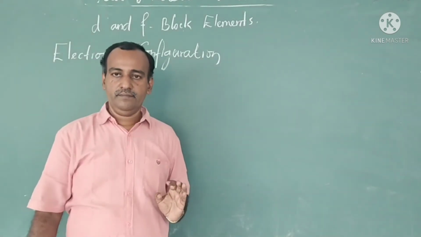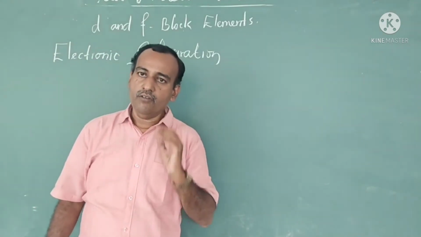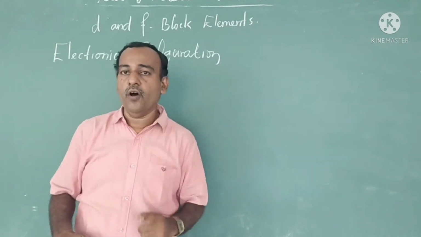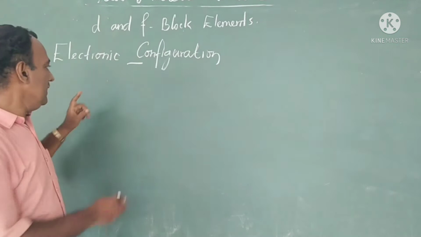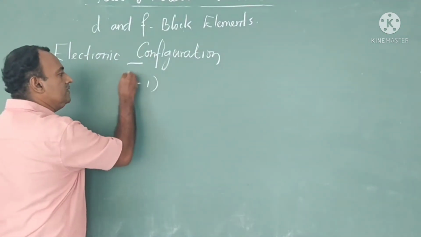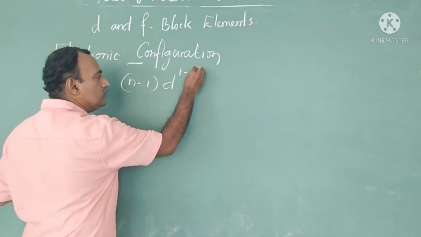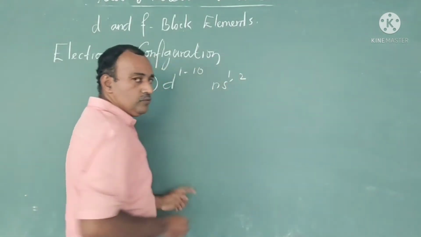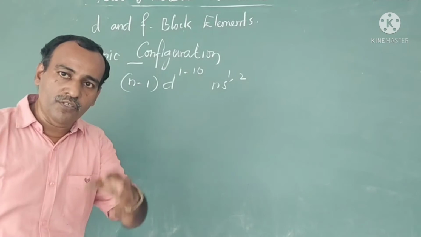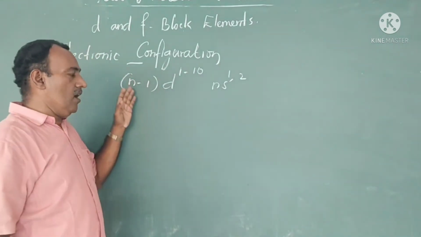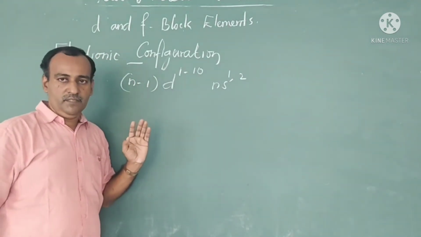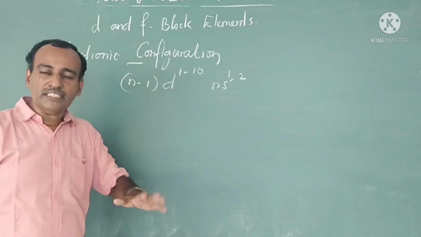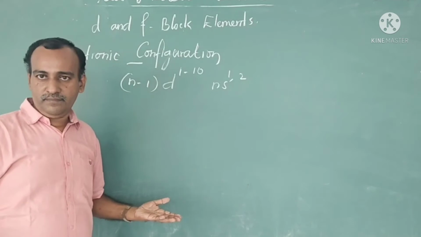Electronic configuration. The general outermost electronic configuration of d block elements is (n-1)d raised to 1 to 10 and ns raised to 1, 2. This is the general outermost electronic configuration of d block elements. This generalization has a lot of exceptions.